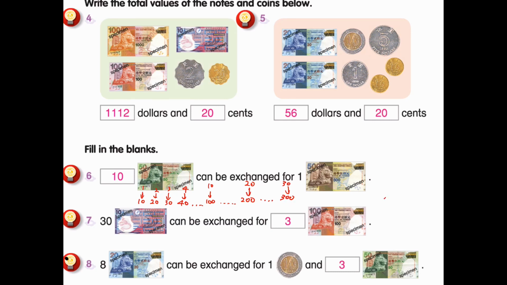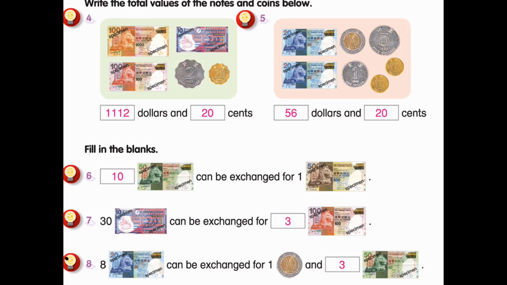So this one is easier. 100, 200, 300. That means we need 3 $100 notes to make up the $300.